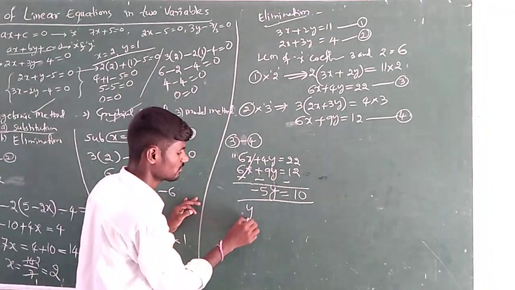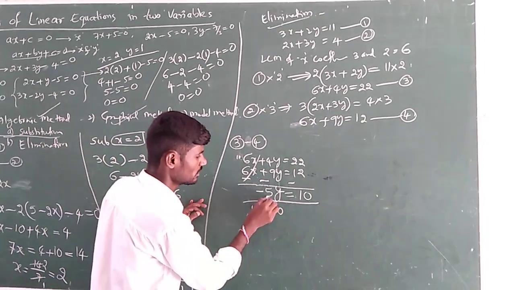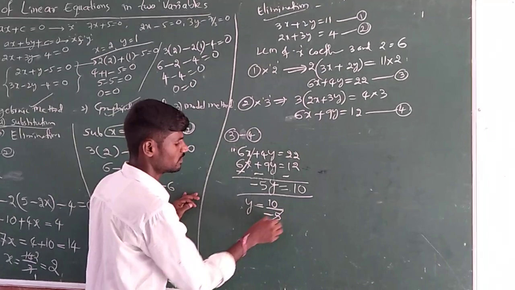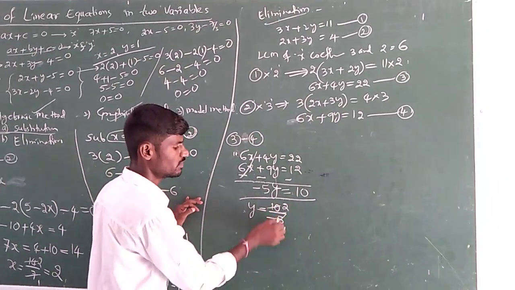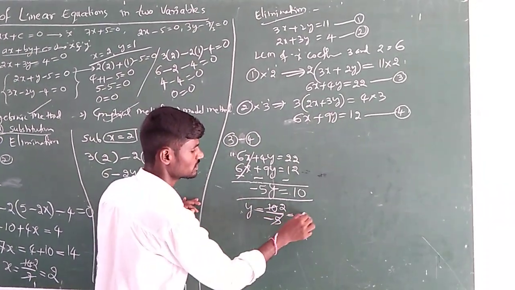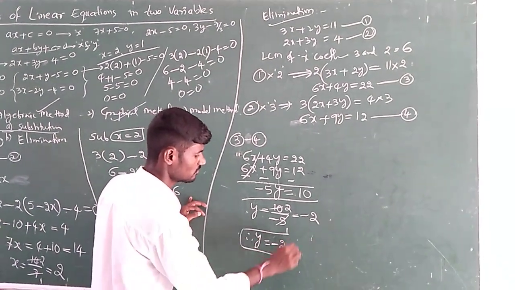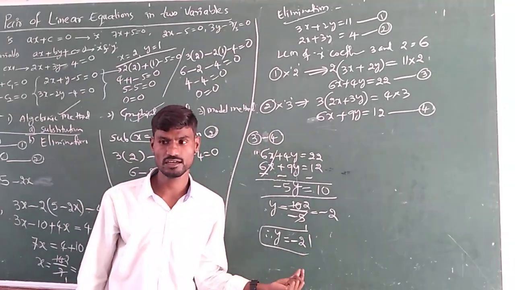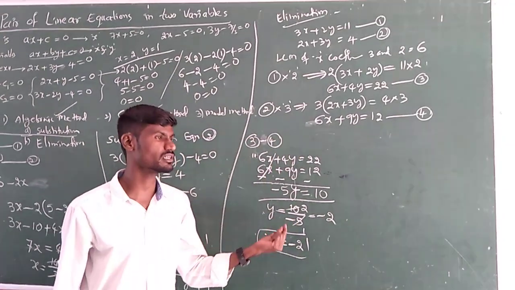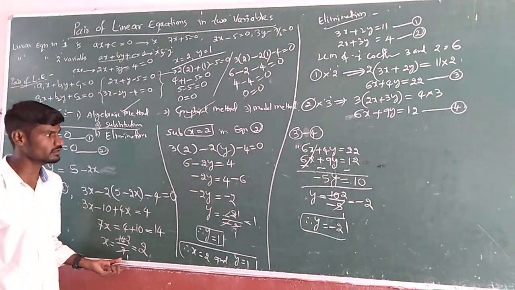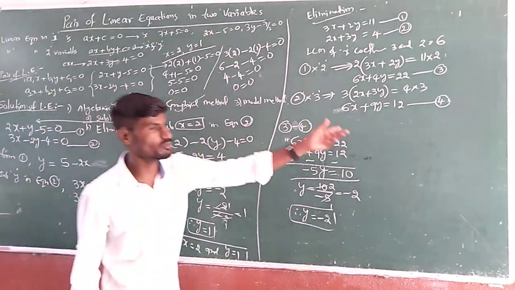Now to get y from minus 5y equals 10, if I take minus 5 to the opposite side, it is divided. So divided by minus 5, you will get 10 by minus 5, nothing but minus 2. Therefore y equals minus 2. So one variable value we have got by the method of elimination. After getting one variable, how are we going ahead? Substituting. Similar to what we did here also.